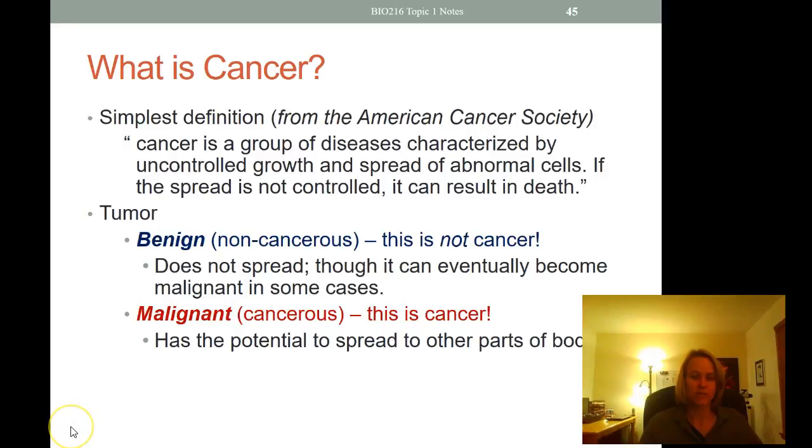So what is cancer? The simplest definition from the American Cancer Society is that cancer is a group of diseases characterized by uncontrolled growth and spread of abnormal cells. If that spread is not controlled, it can result in death. So what's a tumor? There are 2 types of tumors. A benign tumor is non-cancerous. It doesn't spread, though it can eventually become malignant in some cases. Malignant or cancerous tumors have the potential to spread to other parts of the body.